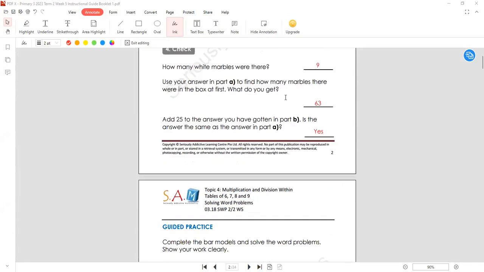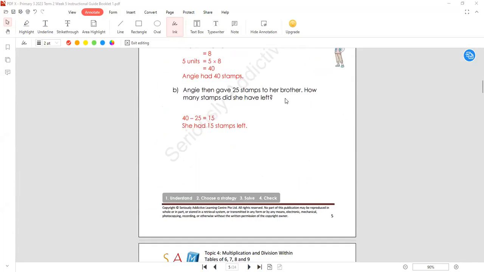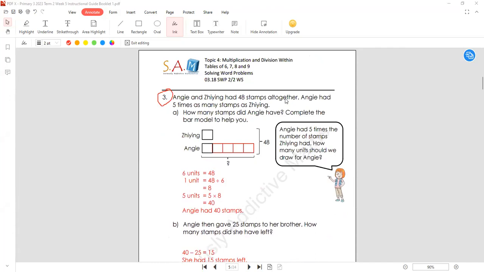Let's start by skipping all these questions and moving on to page 5, and start by demonstrating how to do question 3. Angie and Zing had 48 stems altogether. The way that we teach students, just a reminder, is to draw sentence by sentence. But since this doesn't say much at the moment because it's comparison and we can't draw it yet, we need to make use of the next information, which is this one here. Angie had 5 times as many stems as Zhi-Ying.